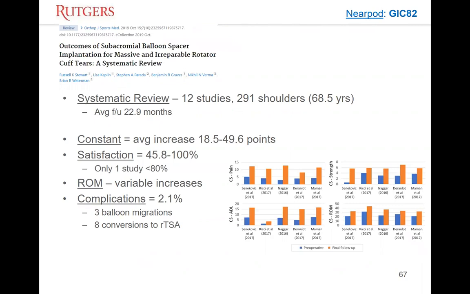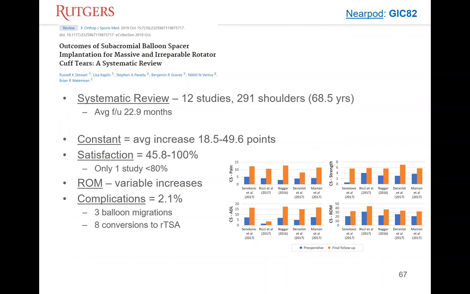A recent systematic review analyzed 12 studies with 291 shoulders that received a subacromial balloon spacer with an average follow-up of 2 years. They found that the average Constant score increased by 18 to 49 points. There was a wide range of satisfaction rates, however, from 45 to 100%, although there's only one study that reported satisfaction below 80%. Range of motion improved in some studies, but the type and amounts of improvement were highly variable.